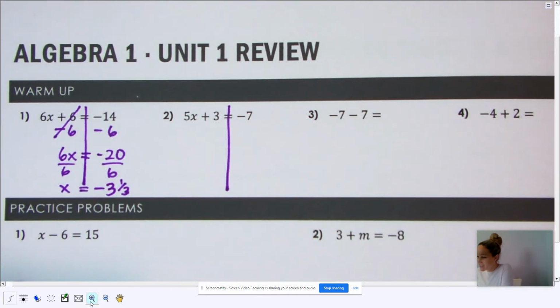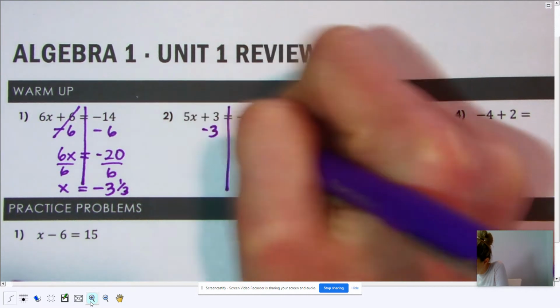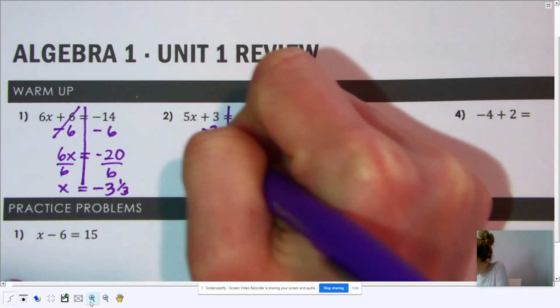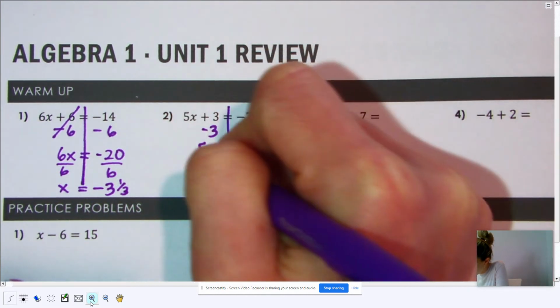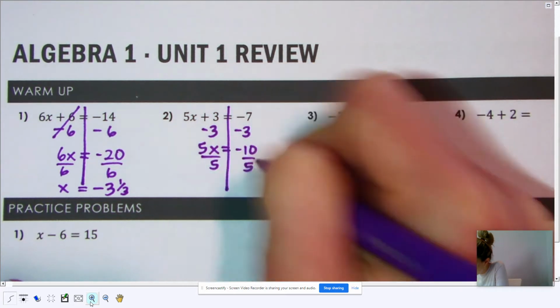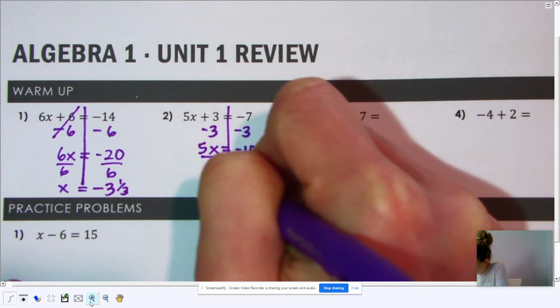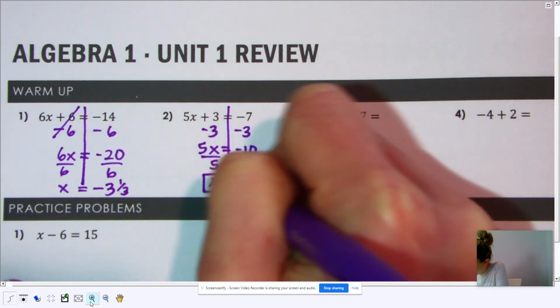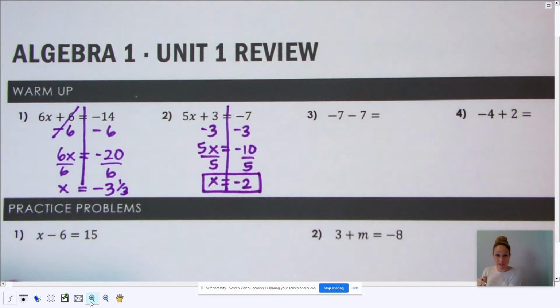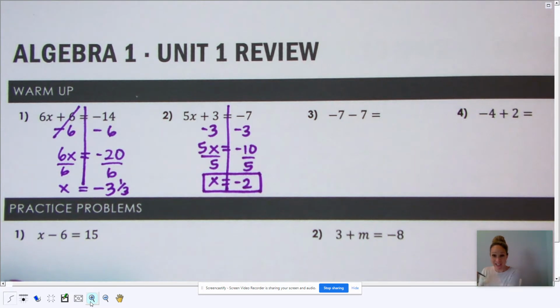Okay, question number 2, I'm going to subtract the 3. So I get 5x is equal to negative 10, and I'm going to divide by 5 on both sides. So I get x is equal to negative 2. Remember, you should be trying the problems first, pause it, and then when you have your answer, hit play and see if your solution's correct.